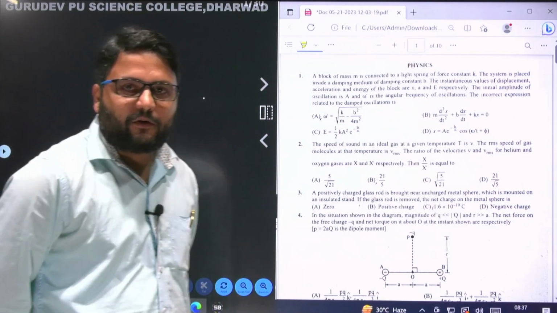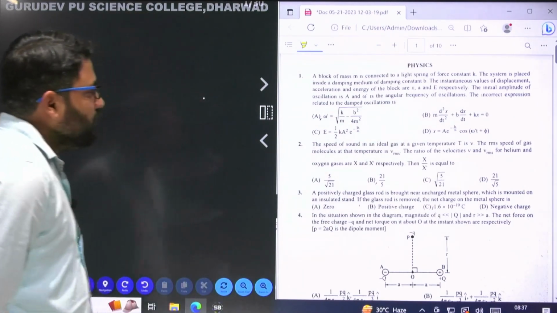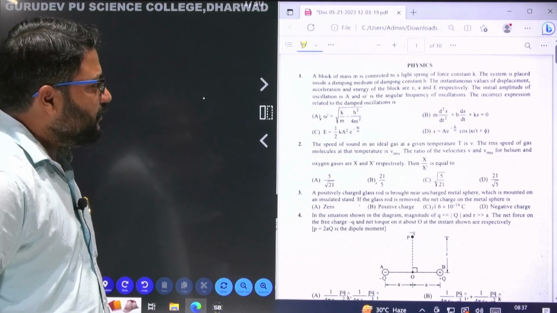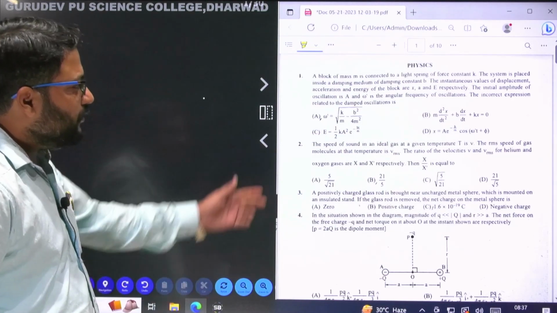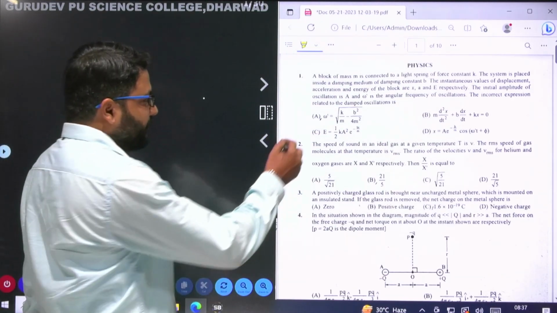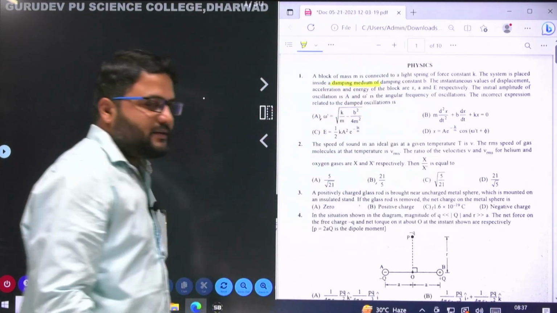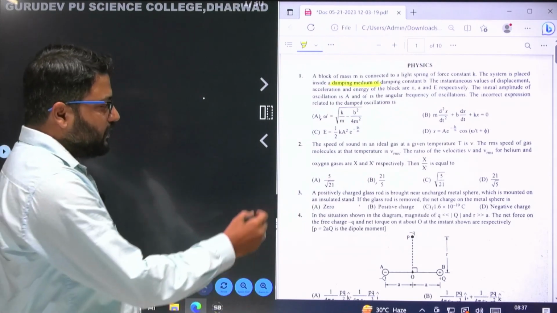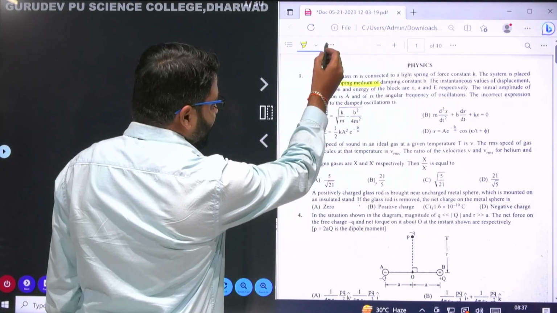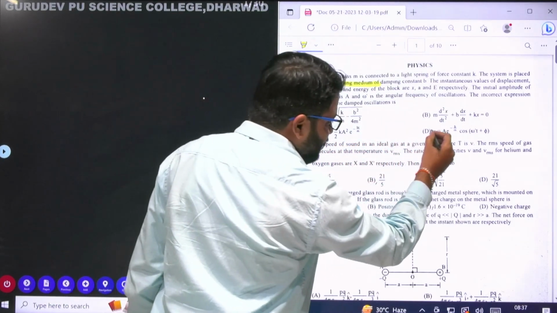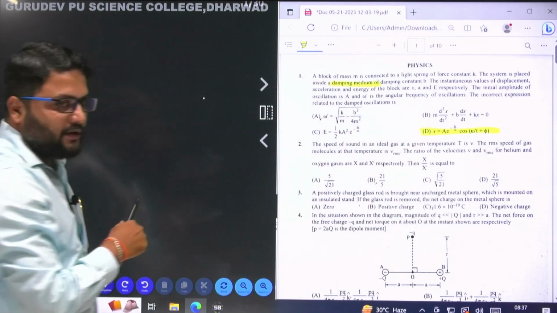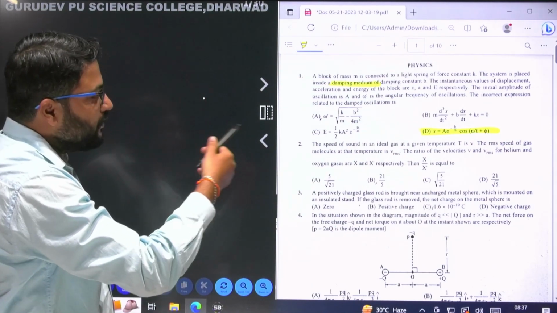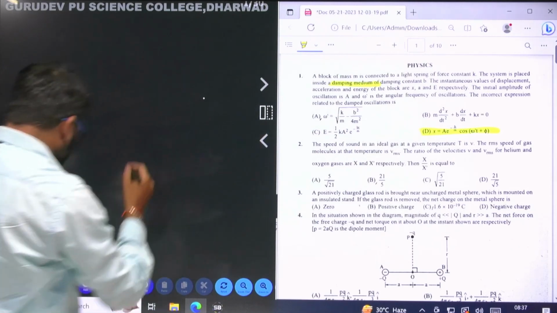So let's start with question number 1. What is asked in question number 1? A block of mass m is connected to a light spring of force constant K. Now here, as you go on reading, you understand that there is a word called damping. That means it is a concept related to damped oscillation. As you go through the concepts, you clearly figure out that the right answer should be this option. The simple reason is that the rest of the options have the concepts required for damped oscillation. Only that one doesn't have one term, which I'm going to write for you here.